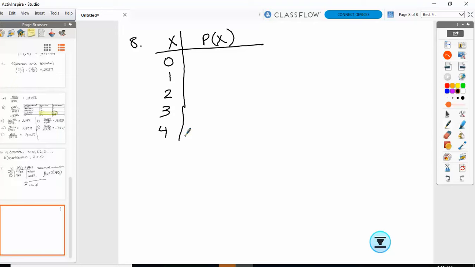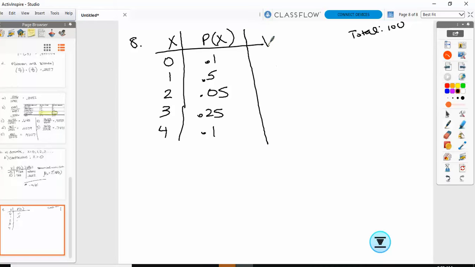How do we get the probabilities for each? Okay. Look at my table. So if I add up all my frequencies, we get 100. So we just divide our frequency by 100. So 10 divided by 100, 50 divided by 100, 5 divided by 100, 25 over 100 and 10. Quick check, what should those add up to? 1. And we've got that right.